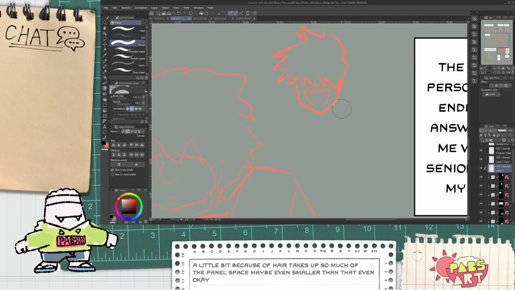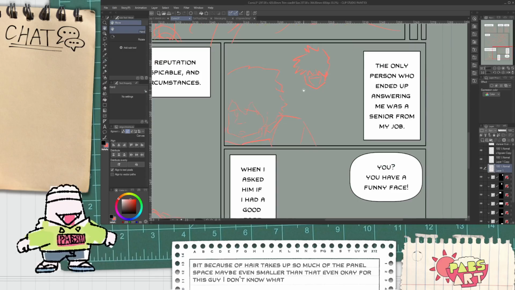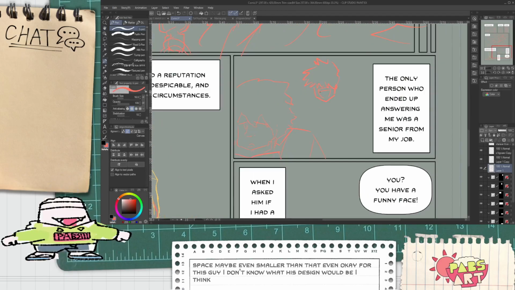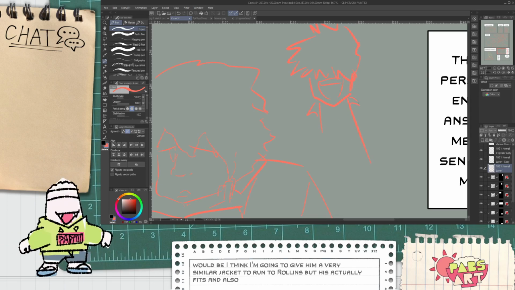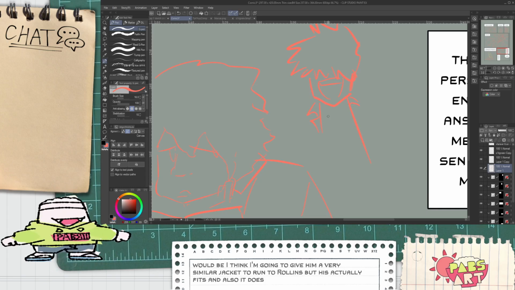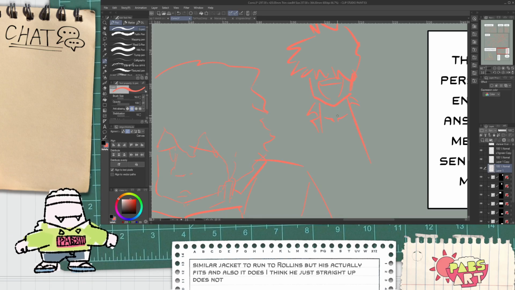Okay, for this guy, I don't know what his design would be. I think I'm going to give him a very similar jacket to Roland's, but his actually fits. I think he just straight up does not wear a shirt. There we go.